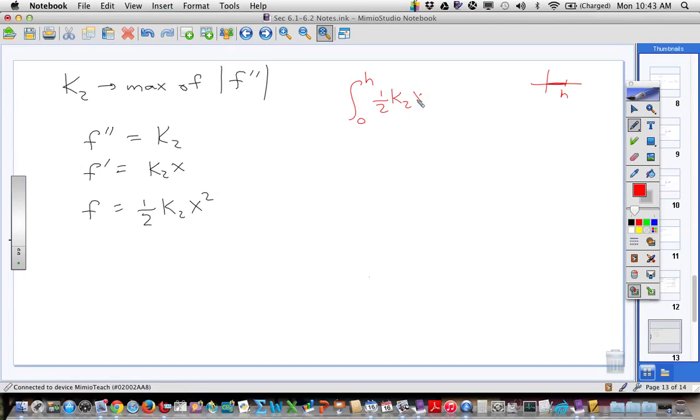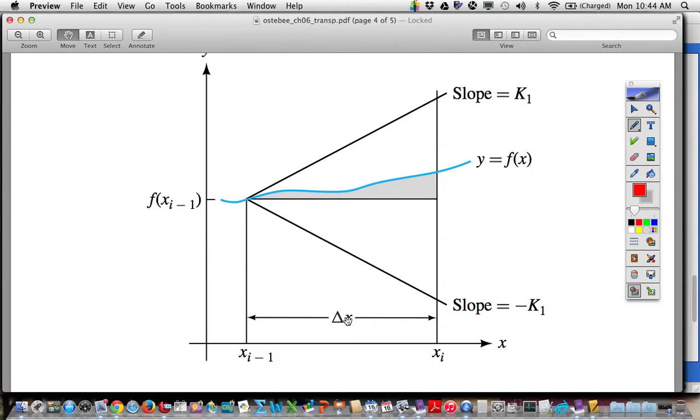So I'm going to do this actual area under that. Okay, that's not bad. I can just raise that up, divide by 3, so I get 1/6 K2 x cubed from 0 to h. I'm going to plug an h in there. So I get 1/6 K2 h cubed. And then I plug in a 0. That's just going to be 0. Okay, so there it is. That's my area, like when I was doing this one earlier, that would be all this area.